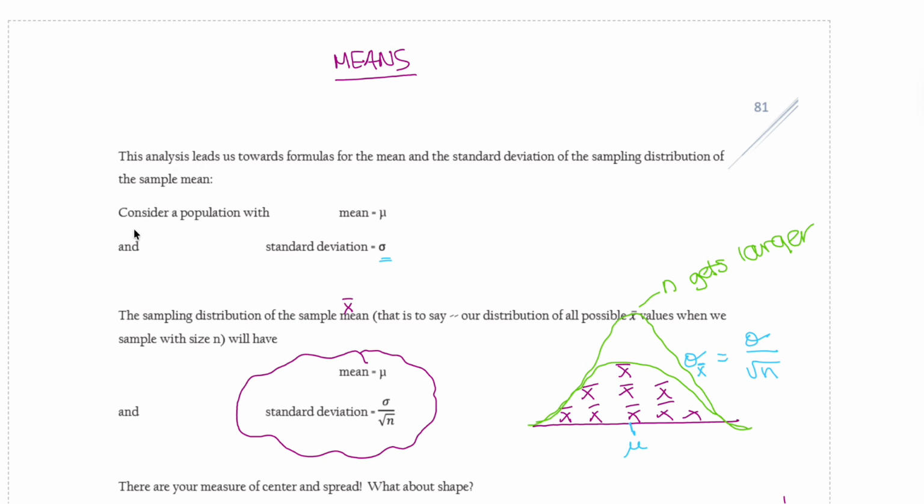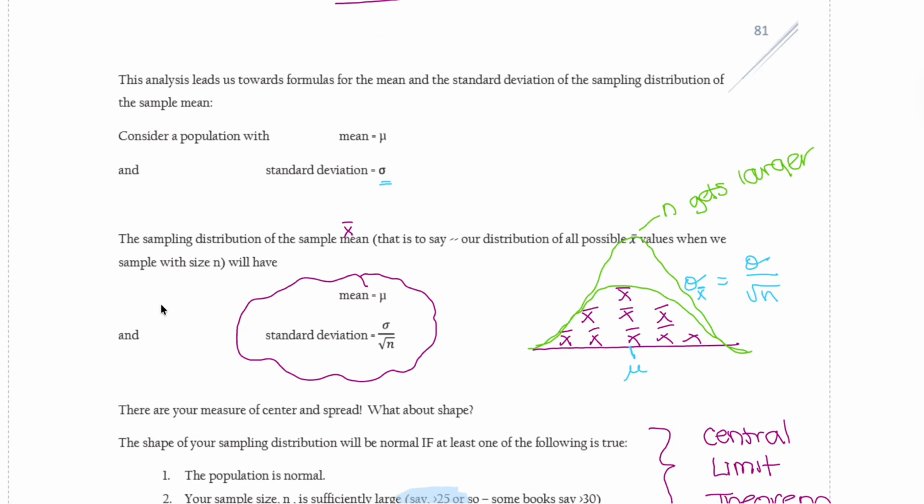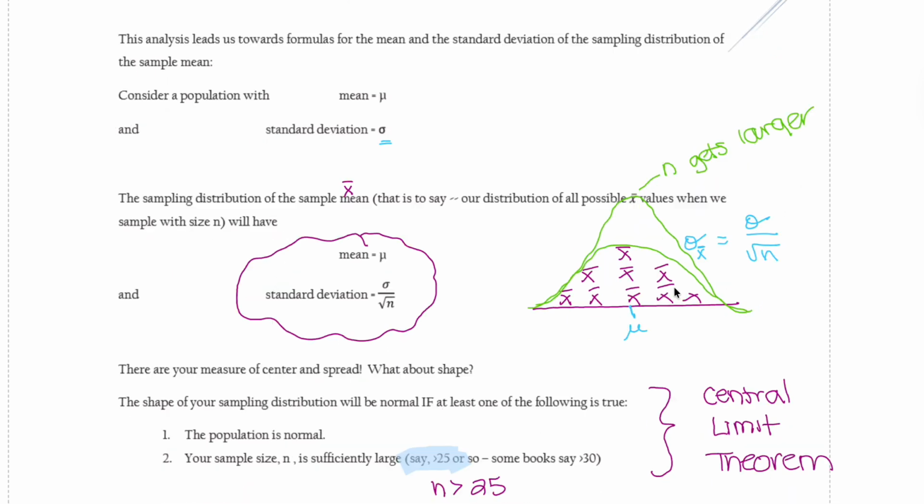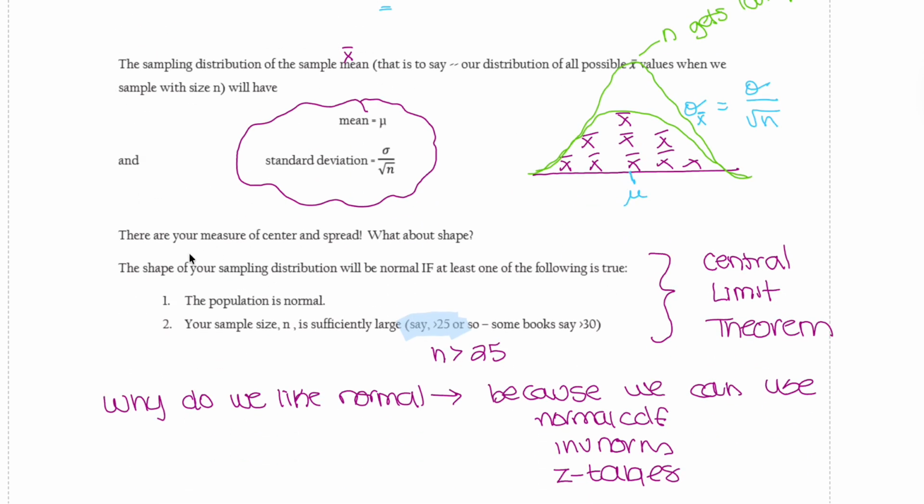the sample mean. Consider a population with mean equal to mu, standard deviation equal to sigma. The sampling distribution of the sample mean, x bar, that is to say our distribution of possible x bar values when we sample with size n, will have mean equal to mu and standard deviation equal to sigma divided by the square root of n. So you can see as n gets larger, the normal curve will become skinnier, closer to the center, and taller. And this is the standard deviation of x bar. You're always going to label it next to the curve. So there are your measures of center and spread.